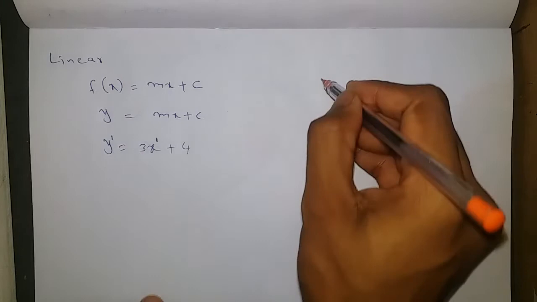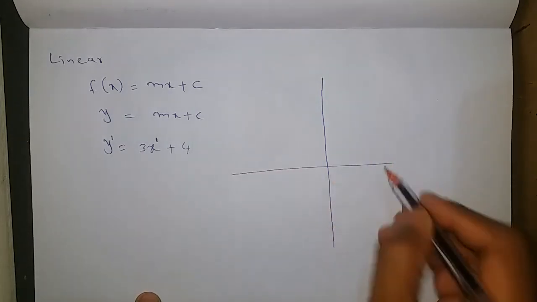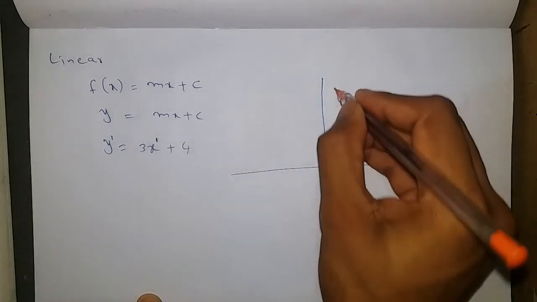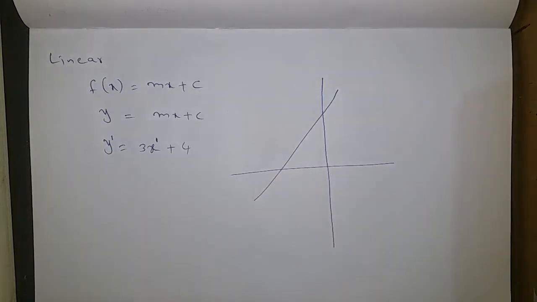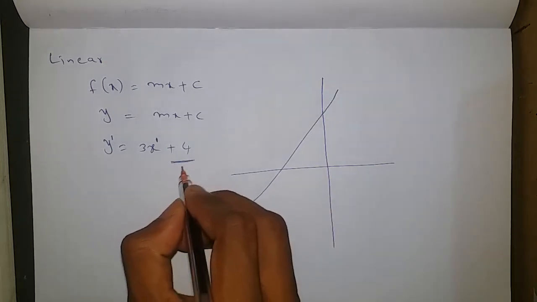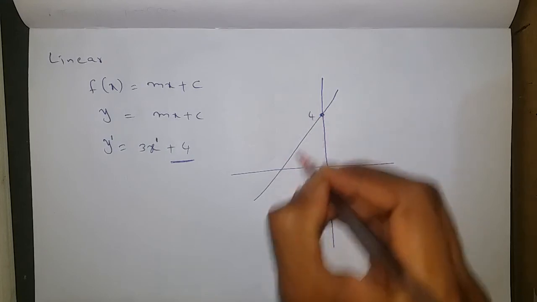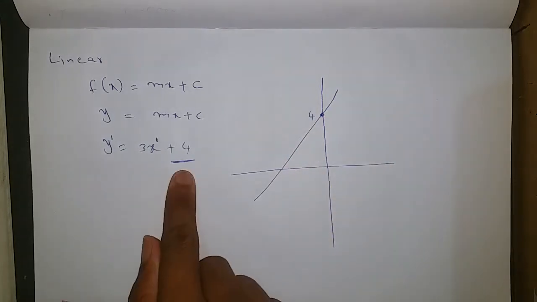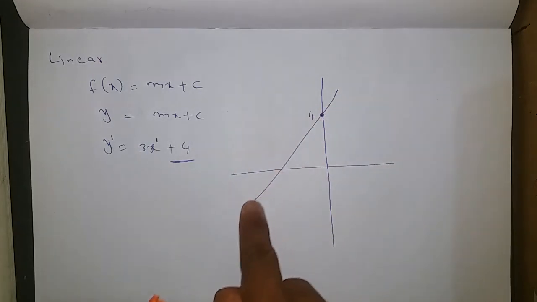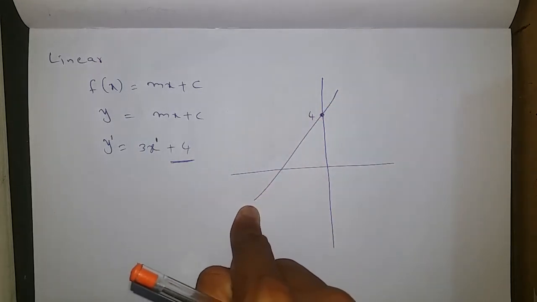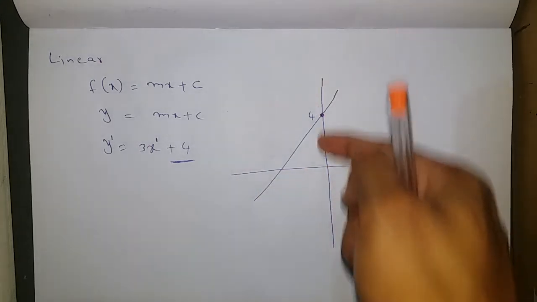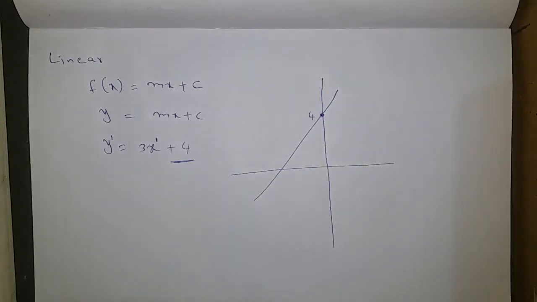Now if we draw the graph of this kind of equations, it will go like this. And what is the constant here? That point will be here exactly. What is the constant here? That is 4. So that straight line which we are drawing for the given equation touches the y-axis at 4. Okay, next one is absolute value.